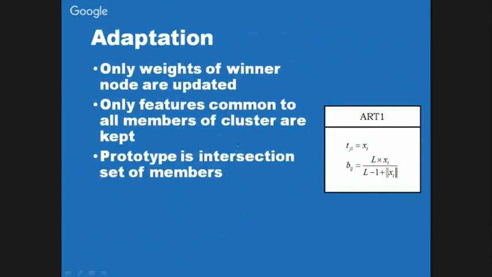And this I have told you, that after you find out that x by s is greater than rho, then you have to adapt the weight or change the weight. That I have given you already, the weight updation. tji will be the same as your xi only, and bij will be L into xi divided by L minus 1 plus the norm of x. This is your norm of x, that is a summation of x, right? This is your summation of x, this is the norm of x. So that will be the updated value of the bij, that is the bottom up approach.